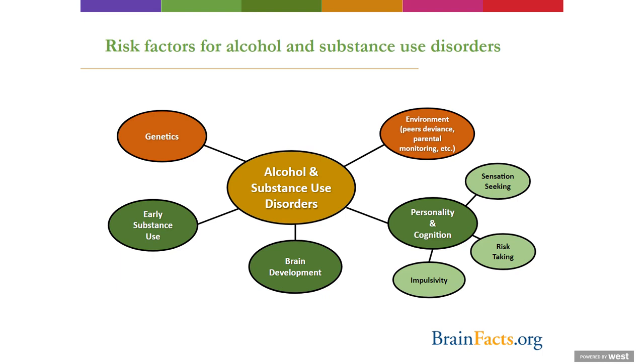And then, as I mentioned before, things that we've studied: impulsivity, as well as risk-taking and sensation-seeking. Varying levels of those features are also associated with elevated risk for alcohol and substance use disorders later on. So as you could imagine, higher levels of impulsivity, sensation-seeking, and risk-taking are associated with higher levels of alcohol and substance use during adolescence.